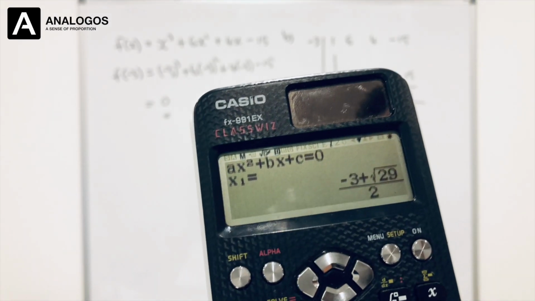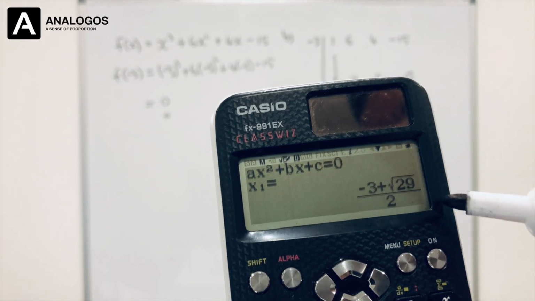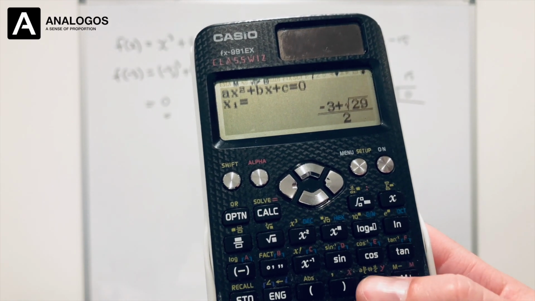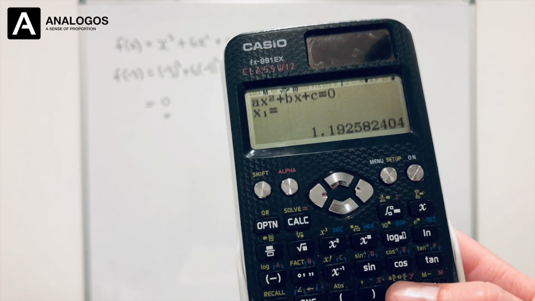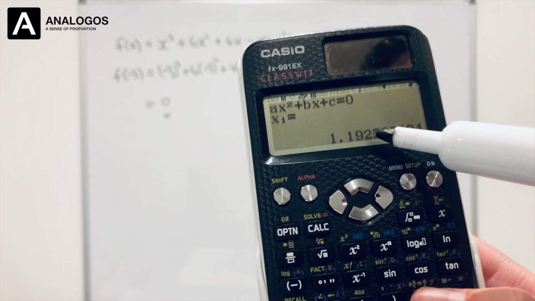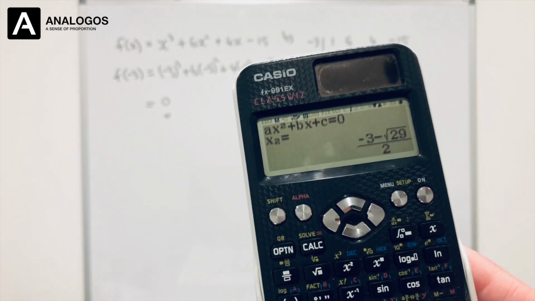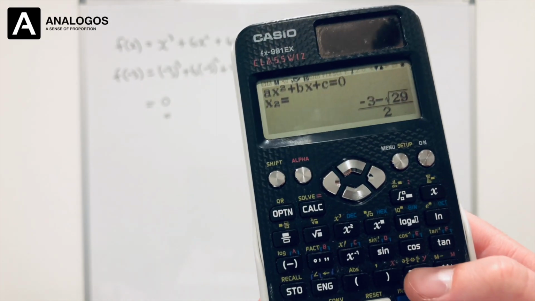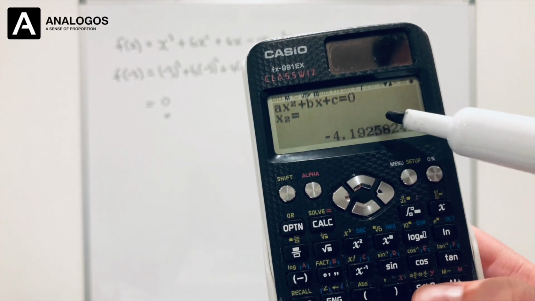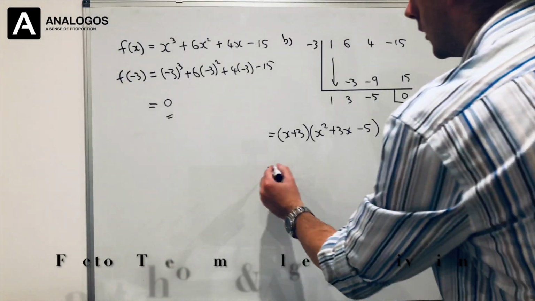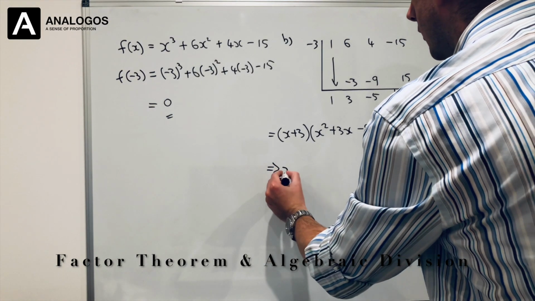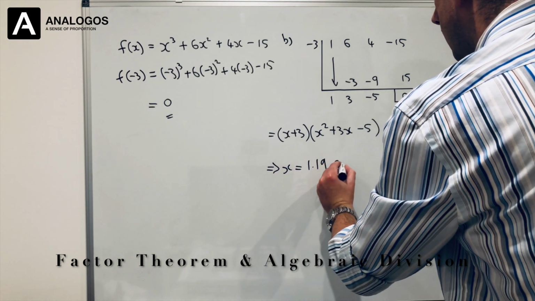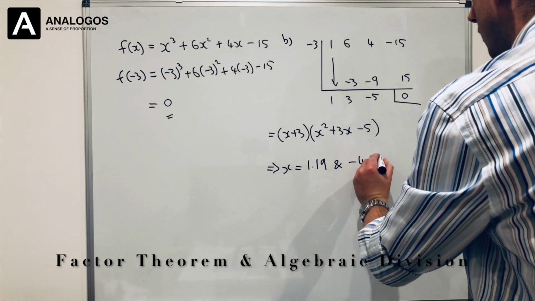Okay, so on the ClassWiz, rather than leaving it as negative 3 plus root 29 over 2, you press this button here, which is converting it from standard to decimal, and that gives you the first solution, which is 1.19 to 2 decimal places. The next solution, negative 3 minus root 29 over 2, convert from standard to decimal, negative 4.19. Okay, so therefore, your final answers are x equals 1.19 and negative 4.19.